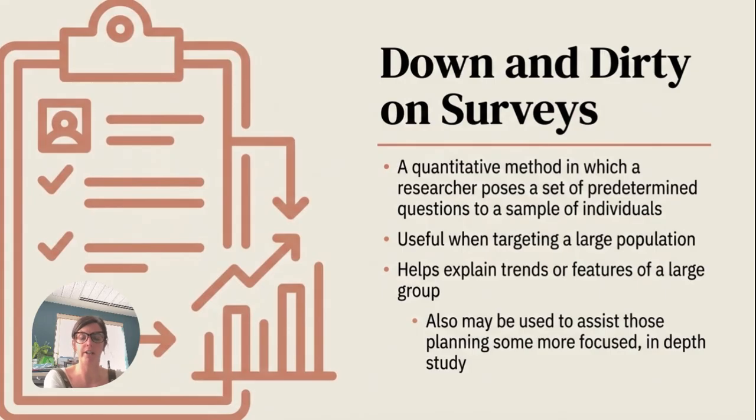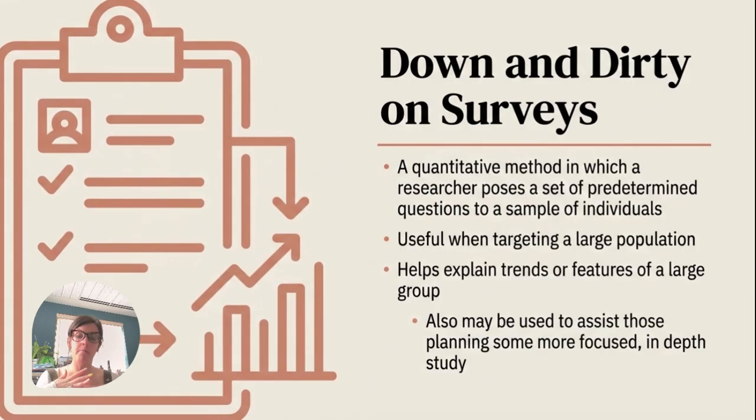So we find a population, we figure out the questions, we ask these questions and only these questions to our research population. It's really, really helpful if you're wanting to get information from a large group of people, so your population size is very large. These are really handy because you can distribute them very efficiently to people. They can take them. There's different ways you can do it in person. You can do it electronically through mail. There's different ways to implement surveys, but it tends to be very helpful when you're trying to reach a large group. And this can help explain trends or features of a large group.